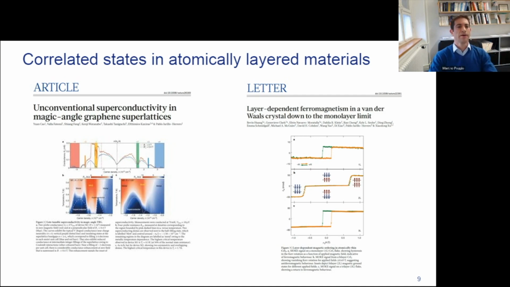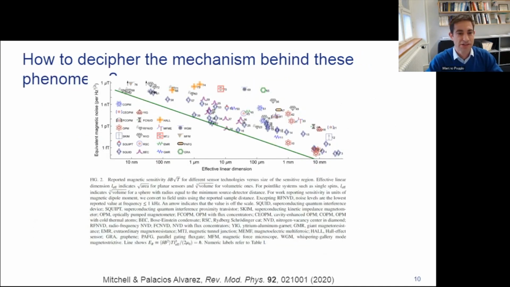Okay, so how do we decipher the mechanisms behind these phenomena? Well, as I said, we need sensitive scanning magnetic probes. So what we need are scanning magnetic probes that can really measure weak magnetic fields and at a high spatial resolution in order to overcome inhomogeneity by measuring local fields really at a local level.